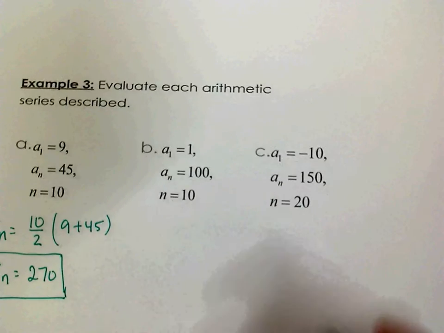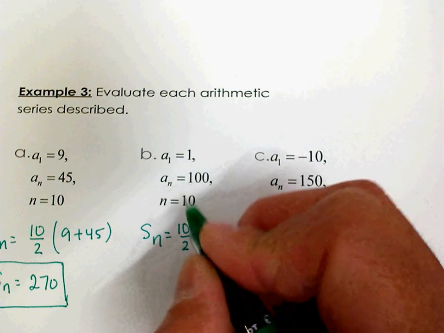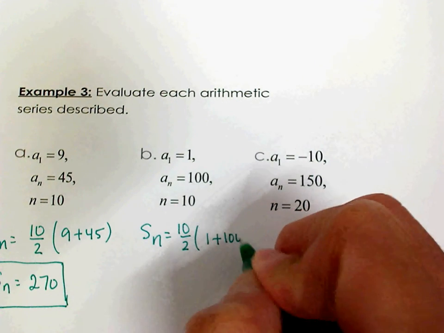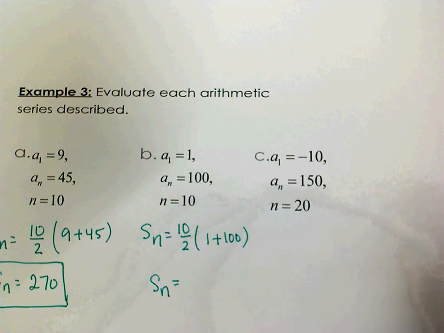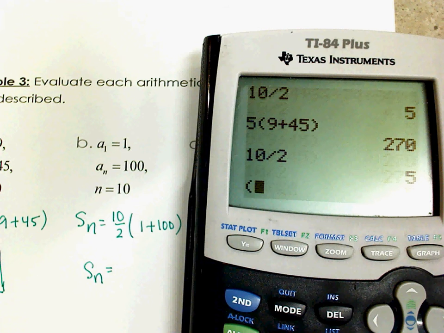S sub n equals 10 divided by 2. First term is 1. Last term is 100. I'm going to let the calculator do the work for me. 10 divided by 2 times. Okay. First term is 1. Last term is 100. It comes out to be 505.